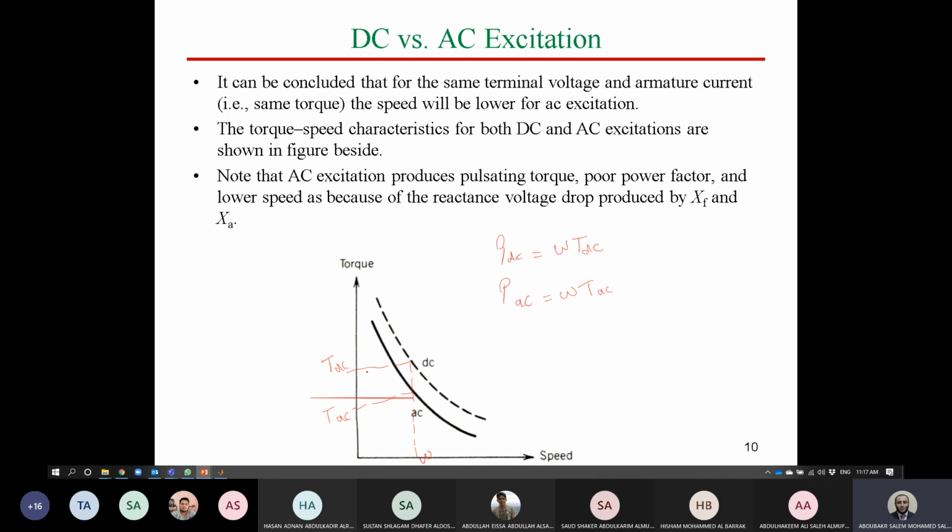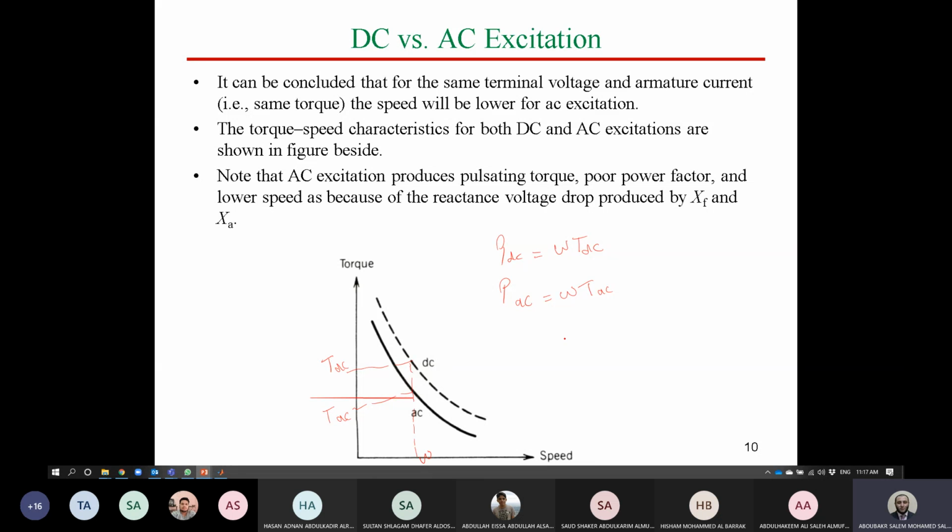Since, guys, the value of DC torque here is higher than AC torque, of course, I mean DC torque is the torque equivalent to supplying the motor by DC supply, and AC torque is the equivalent torque when you supply the machine by AC supply, because there is nothing called AC and DC torque, right? And this is just a subscript for the used supply.